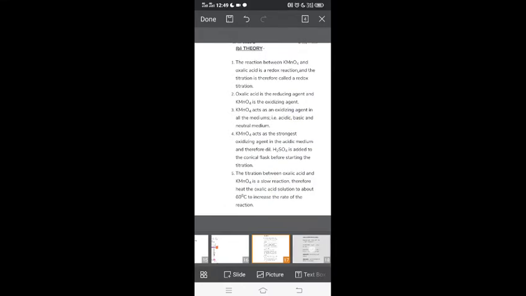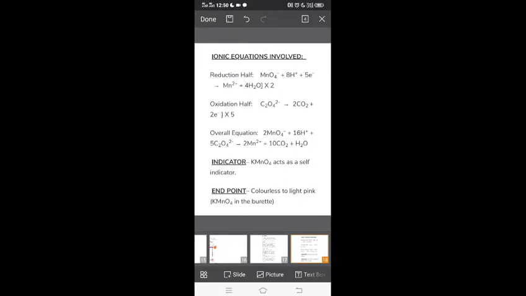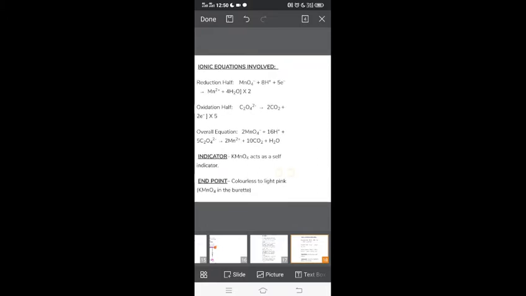Now here you can see the ionic equation, children. Now there are two ionic equations because it is a redox type of reaction. Hence there will be two parts. One is the reduction half and the other one is the oxidation half. Now in the overall reaction, you can see MnO4 minus is getting converted into Mn2+ ions. So initially it was purple color and now it has turned to pink. Now oxalic acid is colorless, so the colorless solution should turn to light pink color. Okay, this is our end point, and KMnO4 acts as a self indicator.